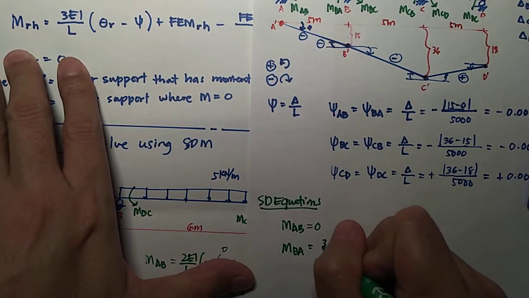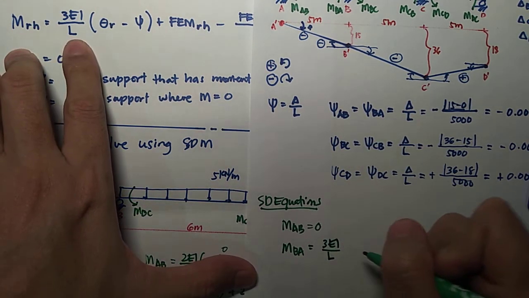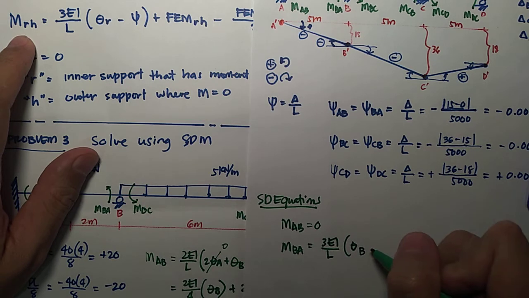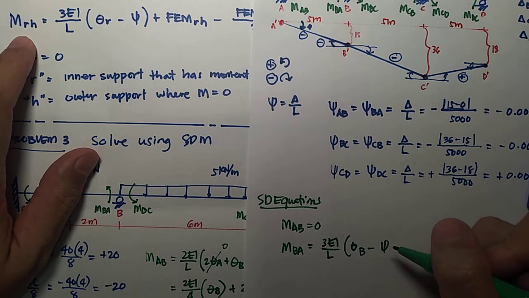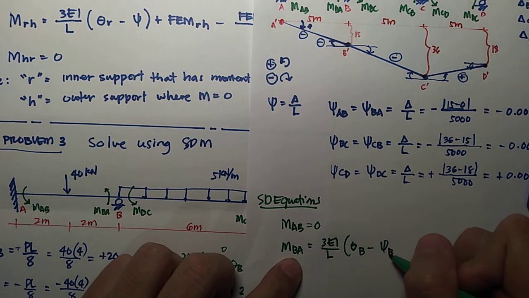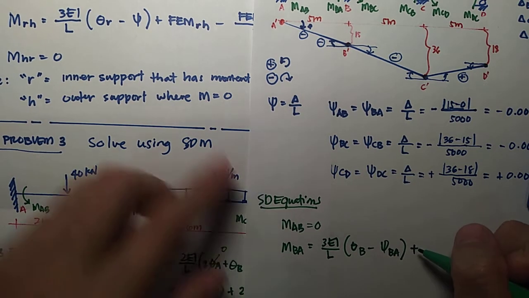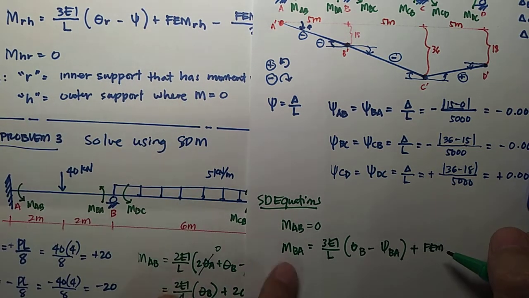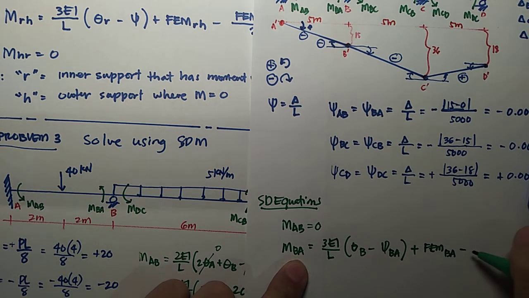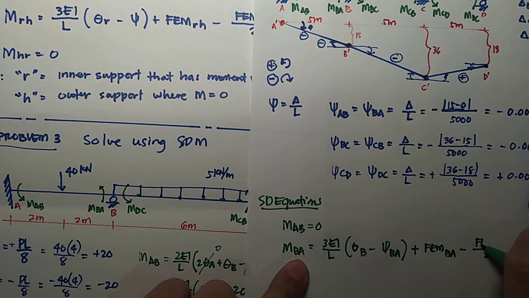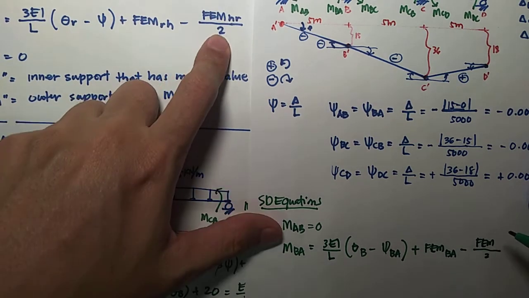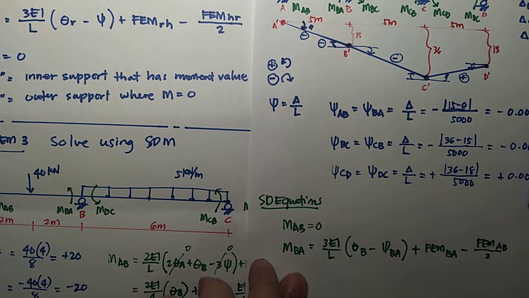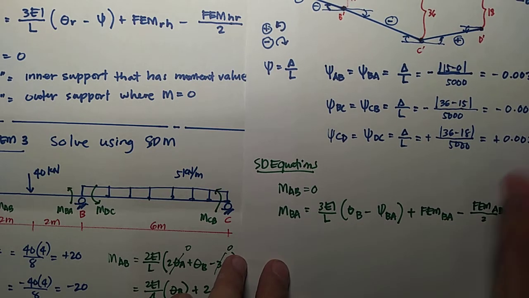So that is equivalent to 3EI over L, theta R is the first letter, so that would be theta B, minus the psi on BA. Okay? Plus the FEM on RH. RH is the BA. Minus kalahati ng FEM, no, here. Kalahati ng FEM ng HR. HR is the AB. So, ayan. Okay, so substitute natin yung mga values.